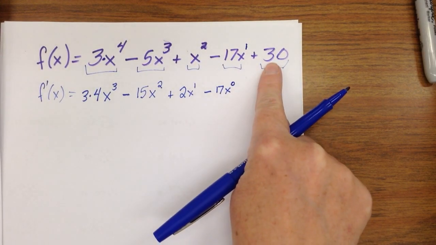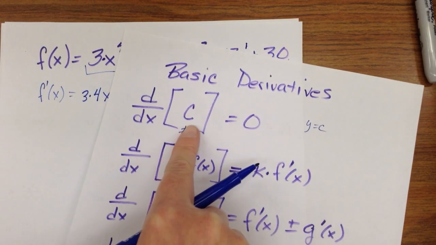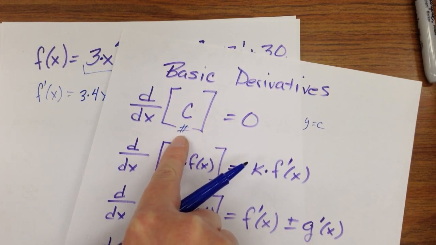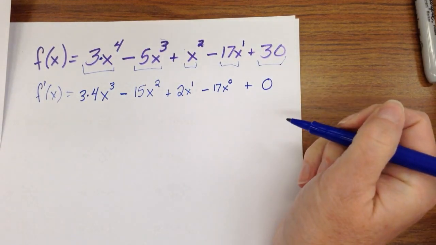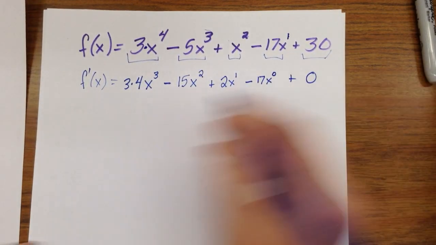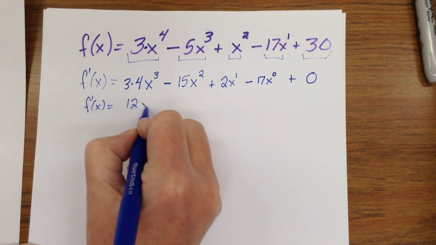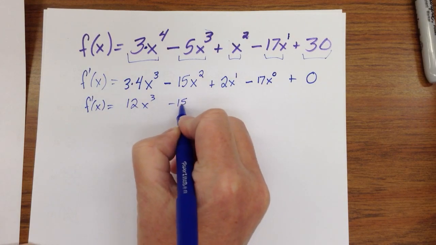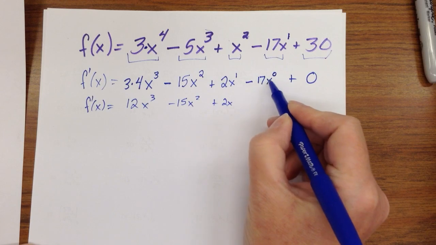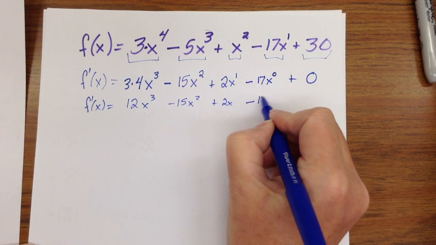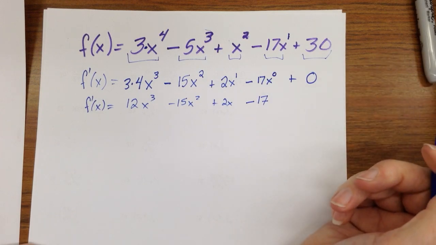Alrighty, what about this? Well, there is no variable. It is our constant rule, and the derivative of a constant is, I'll write it, is automatically 0. Yeah, so simplifying this up, f prime is 12x cubed minus 15x squared plus 2x, here we go, 17x to the 0 is just minus 17, and the constant term is already 0, so we just drop that off, right?